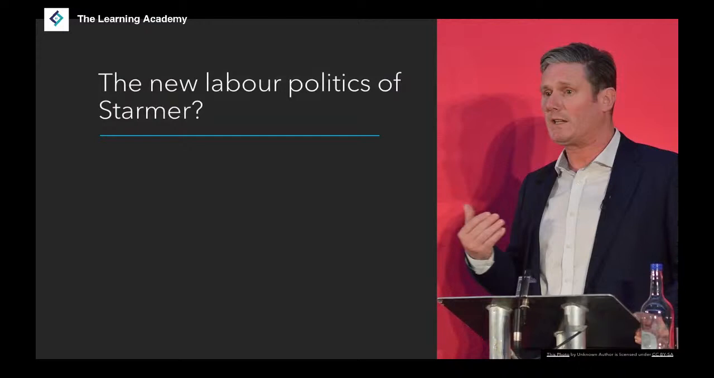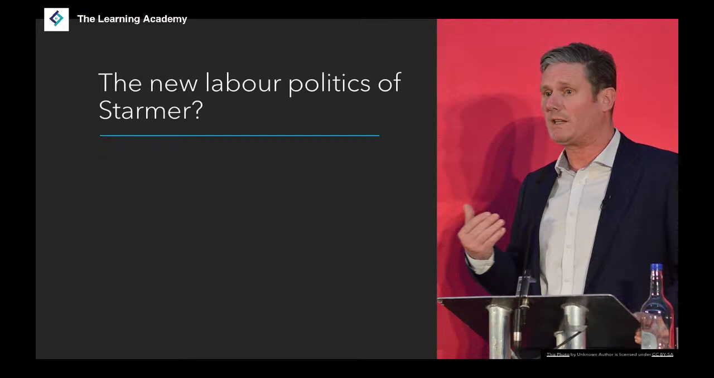However, obviously we can't only be talking about Corbyn for this time, because Corbyn hasn't been leader for nearly over a year at this point. Okay, and so we have to talk about the influence of Keir Starmer. So what is the influence of Keir Starmer?